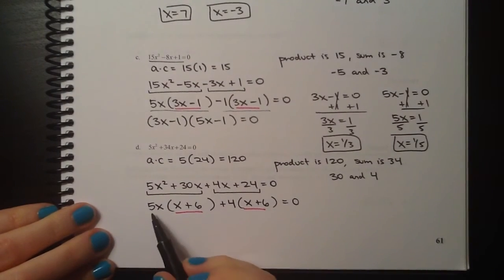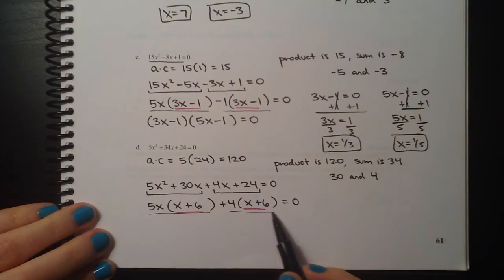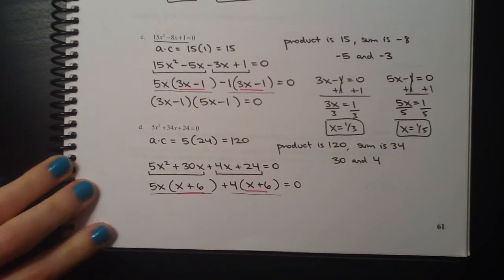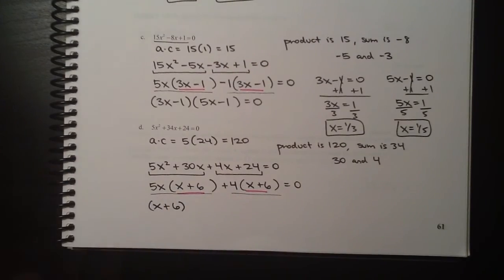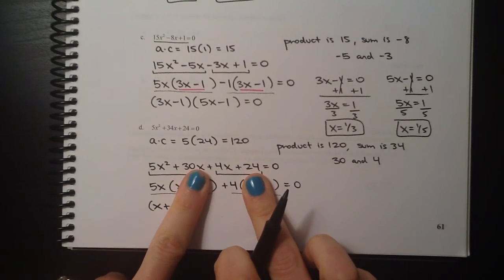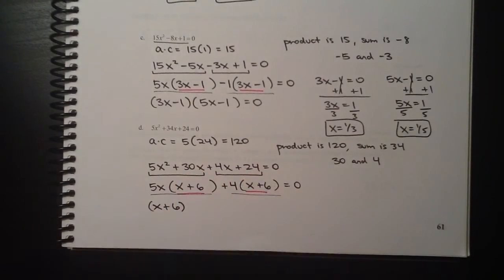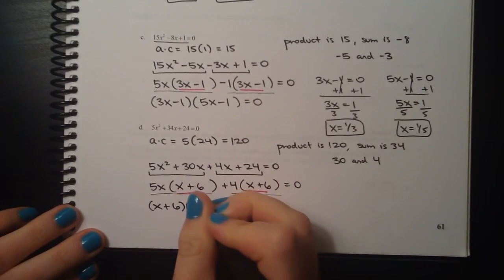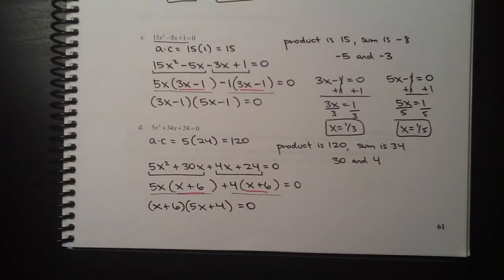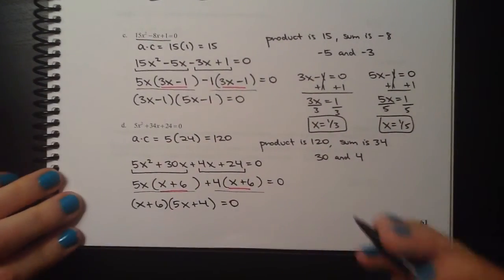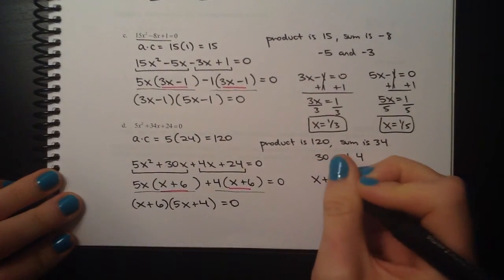All right, so remember, technically this is one term and this is one term. They have an x plus 6 in common, so I'm going to factor it out just like I would a GCF. And when I factor out my GCF, that's what I have left, the 5x plus 4. So that is like the leftovers that you write in parentheses. Okay, so now we're factored, so we're going to take each piece and set it equal to 0.